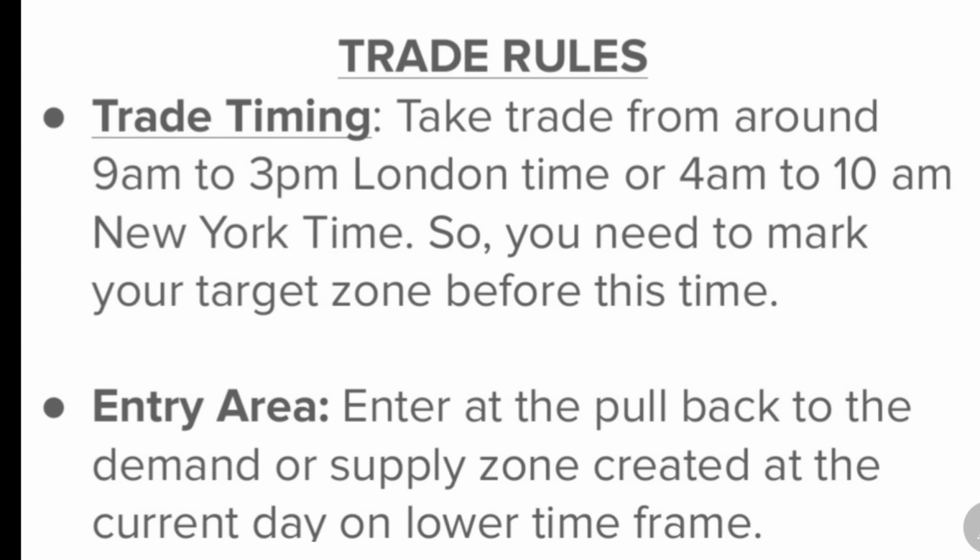I'm going to show you right now in the chart. We're going to go into the chart to see how this works. For the trading rule, trade timing is from around 9 a.m. to 3 p.m. London time, which is equivalent to 4 a.m. to 10 a.m. New York time, is when we are looking to take this trade, and we mark our zone before that time. This is mostly from my experience of when this setup plays out. Now the entry area is at the pullback to the demand or supply zone created on the current day on a lower time frame.